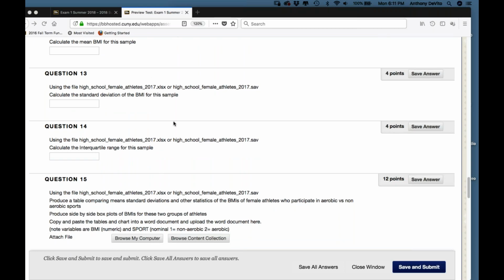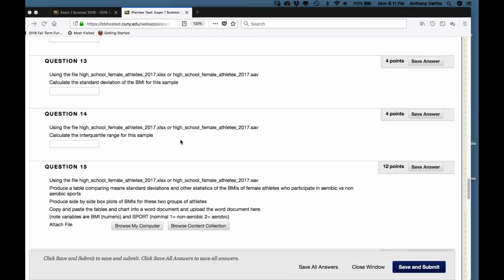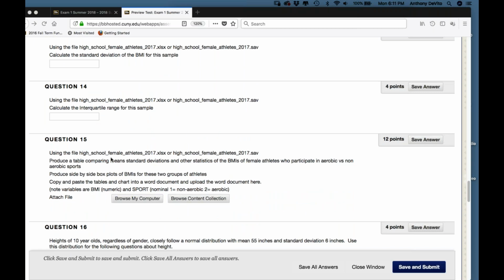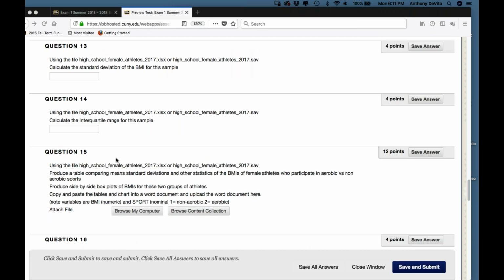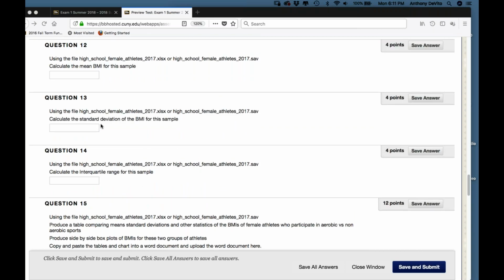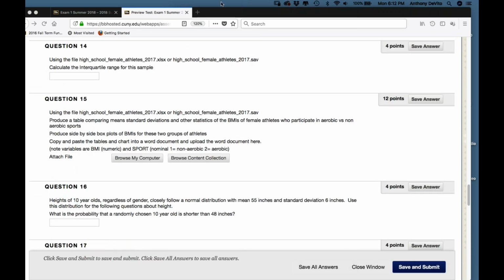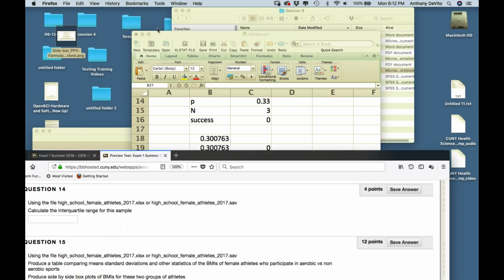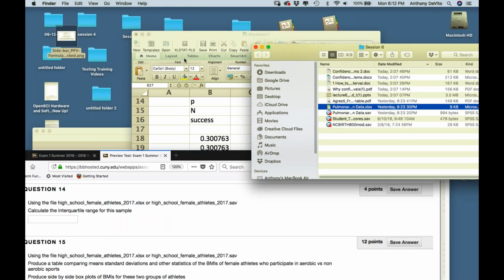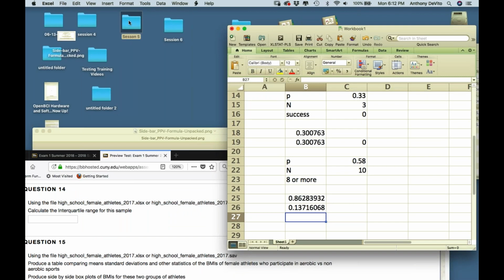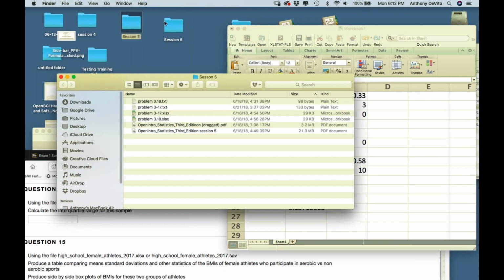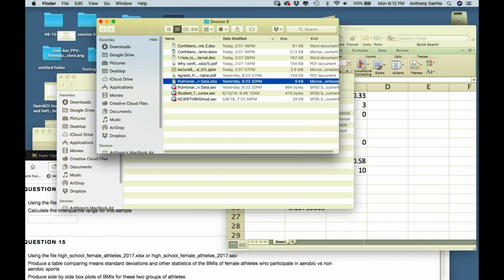Definitely it's looking like SPSS is a better tool for this because it's designed to do exactly this kind of stuff. And again, finally at the bottom here, it asks you to create a table, which, by the way, helps you do these various other problems, and also produce a side-by-side box plot. So I'm going to open that up in SPSS. I'm pretty sure I have this available to me now. Let's see where it is. It's in this one.